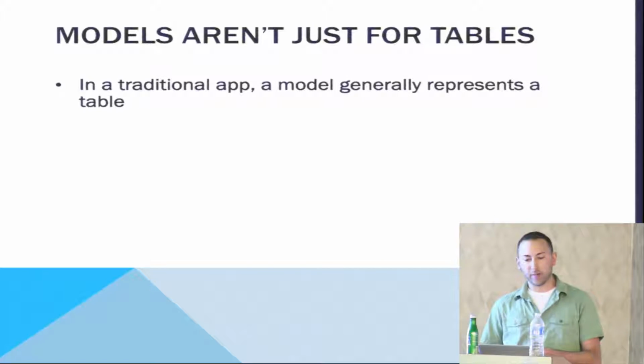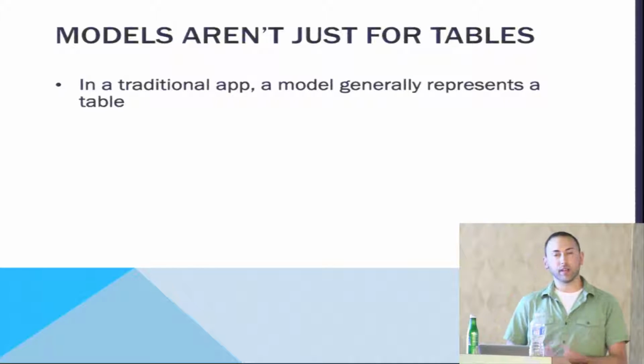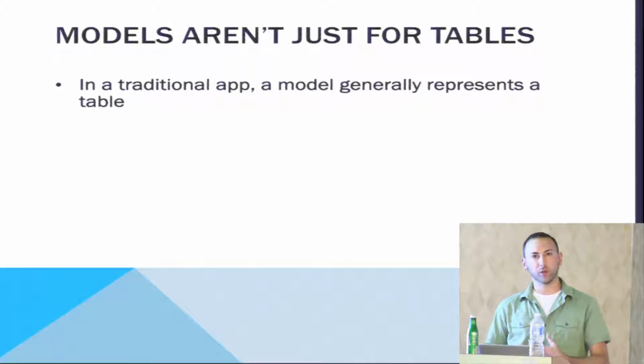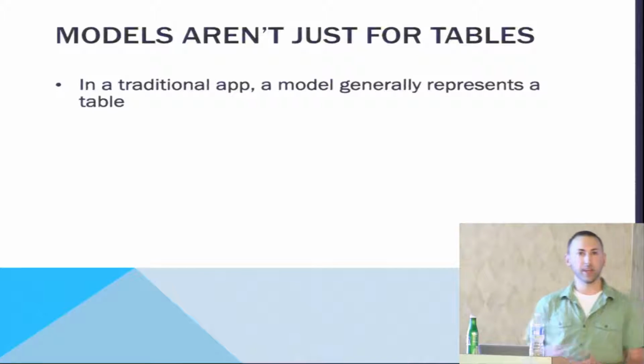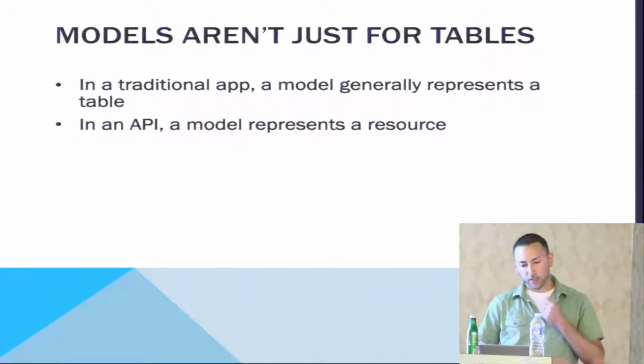In a traditional app, the models generally represent a table. But when you're building out a CakePHP app that's meant to serve out a REST API, your model should actually match the tables for your backend logic, but your resources for your front-end API consumers. So we have models representing those resources in our app.